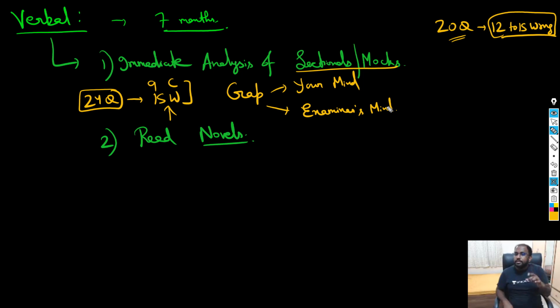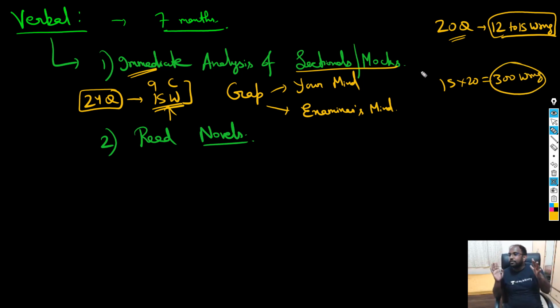Immediate means you analyze just after the mock or just after the sectional, as soon as possible. You see that your thinking behind marking a question was some XYZ, but the examiner was thinking some ABC. So try to go into the question setter's mind, and understand why the setter wants to think like that. If you make 15 questions wrong and analyze them across 20 sectionals, that is 300 wrong questions analyzed, and the gap between your mind and the examiner's mind will definitely reduce.